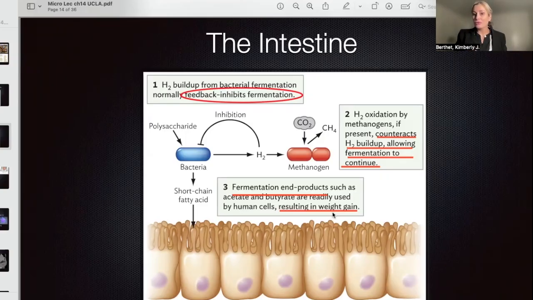But in people who have their gastrointestinal tract colonized by methanogens, the methanogen itself can oxidize the hydrogen gas, so it breaks down the hydrogen gas. So we never have a buildup of it. And if we never have a buildup of hydrogen gas, we never tell the bacteria to stop fermenting. If they continue fermenting, they continue making calories for your body, and these calories can lead to weight gain.